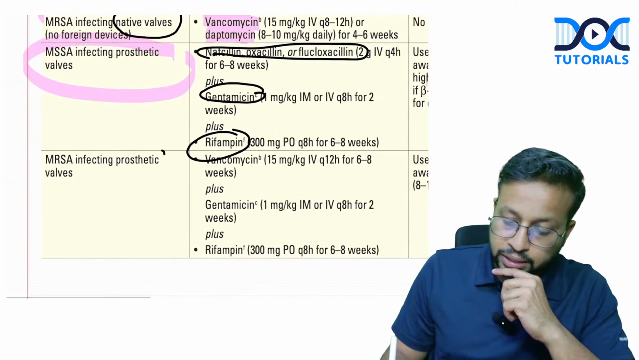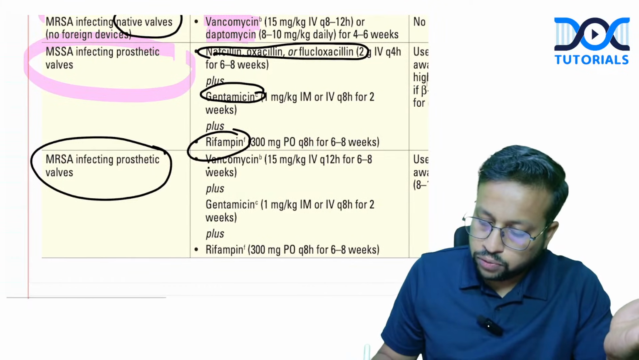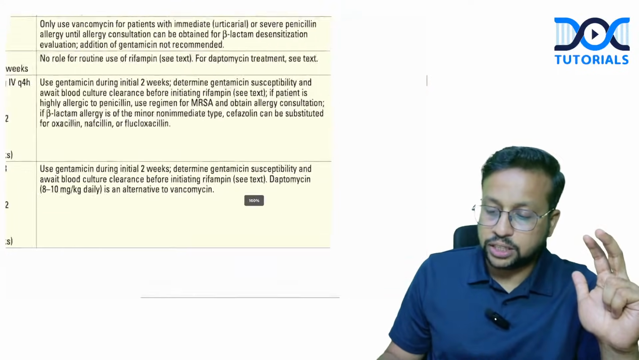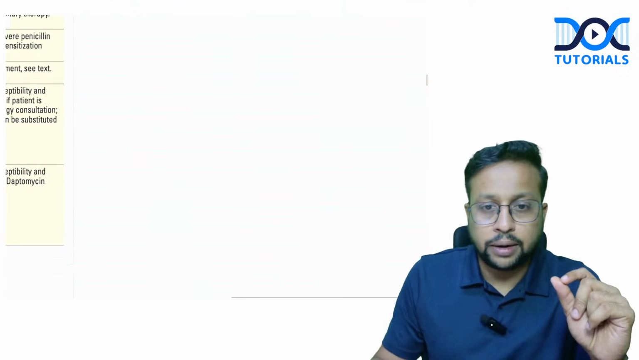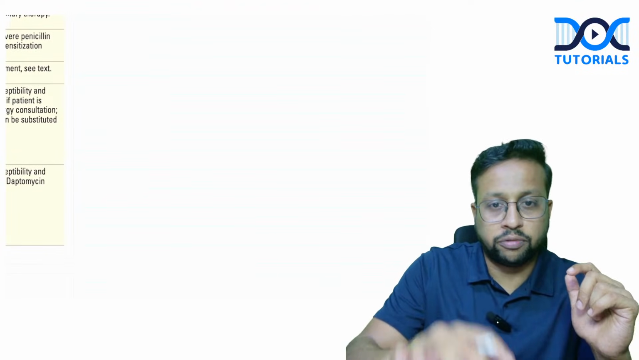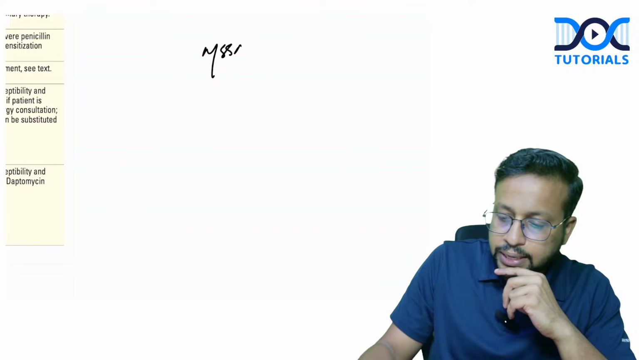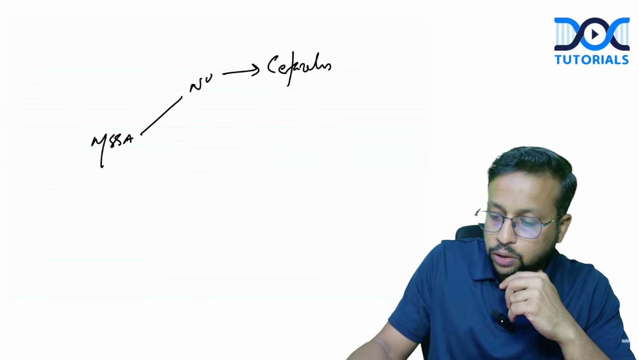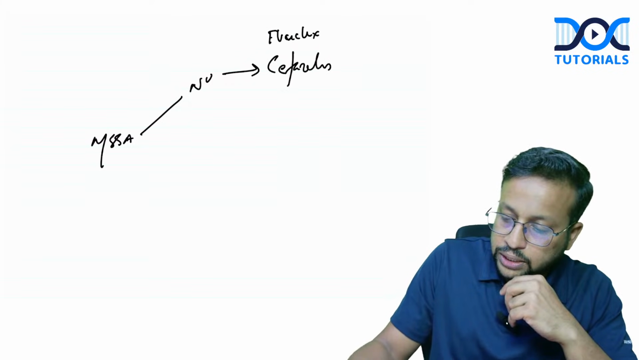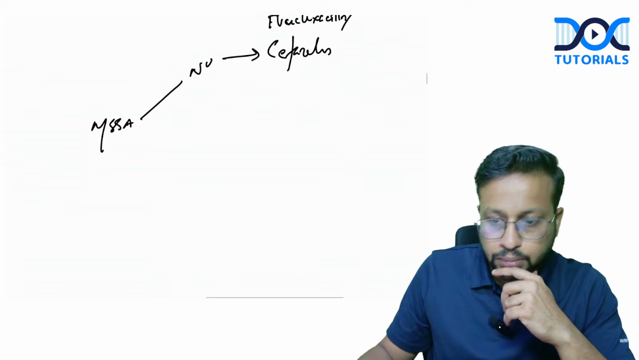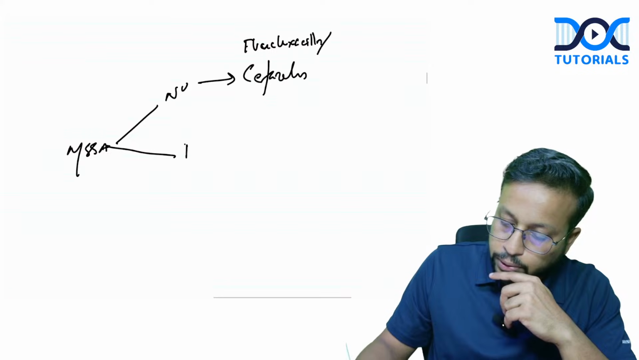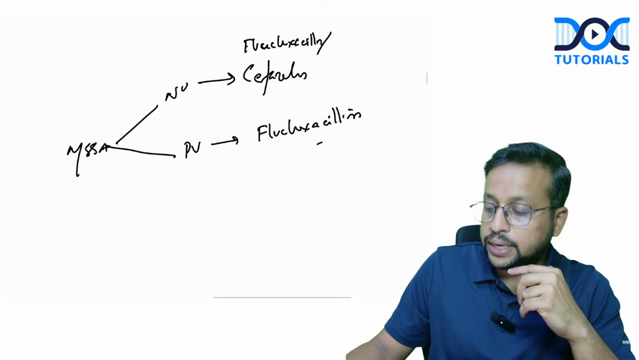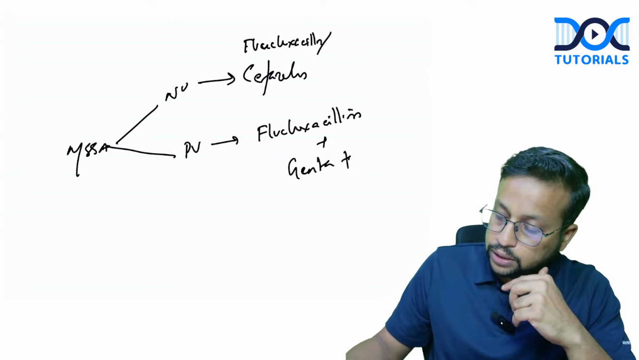Then you have the MRSA affecting the prosthetic valve. Okay. Here again, you can use vanco, but what will you add? Gentamicin, you'll add plus rifampicin. So that is the treatment for methicillin sensitive and methicillin resistant Staphylococcus aureus infections. So MSSA, if it's native valve, the treatment will be either flucloxacillin or cefazolin. Okay. If it's a prosthetic valve, you can use flucloxacillin or any other anti-staphylococcal penicillin plus genta plus rifampicin.